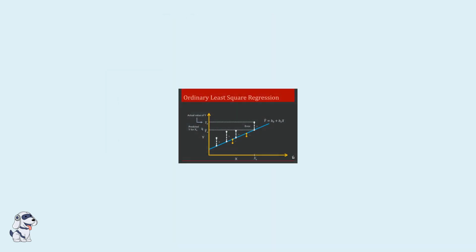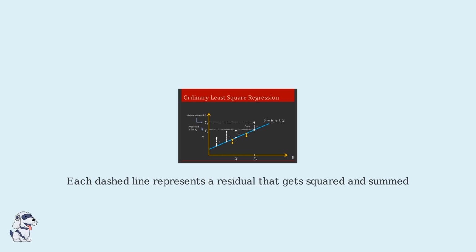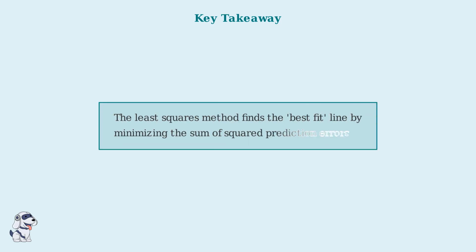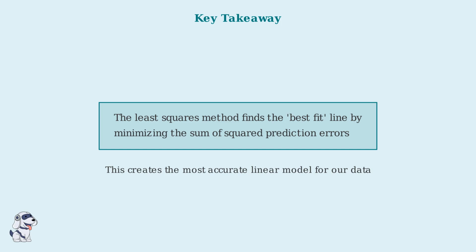This final visualization shows multiple data points with their residuals clearly marked. Each dashed vertical line represents an error that will be squared and added to our sum. The plus and minus signs indicate whether each point lies above or below the regression line. The least squares method is powerful because it provides us with the mathematically optimal line for our data. By minimizing the sum of squared errors, we ensure that our linear model has the smallest possible prediction errors overall, making it the most accurate representation of the relationship in our data.